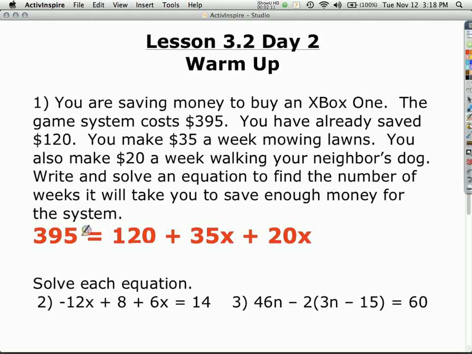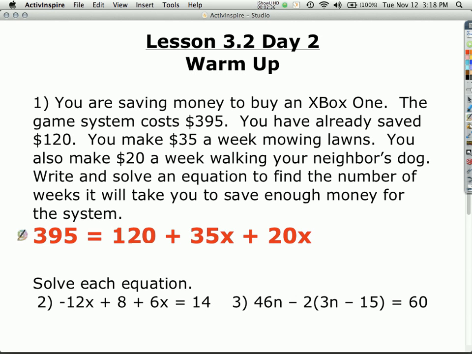So 395 equals 120 plus 35x plus 20x. The letter you use doesn't really matter, and you could have the entire right side all the way on the left and the entire left side all the way on the right. And of course, as people said, 35x and 20x is really 55x, so if you simplified that right away, that's great. Now you got a comment about this, or are you going to give me the solution?